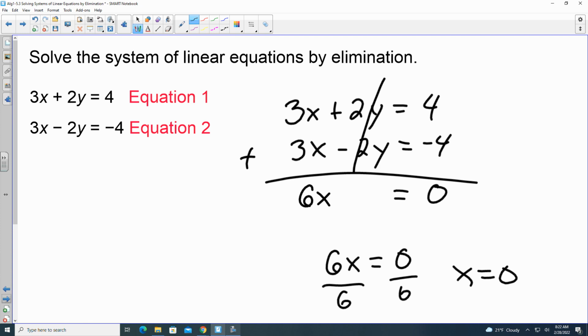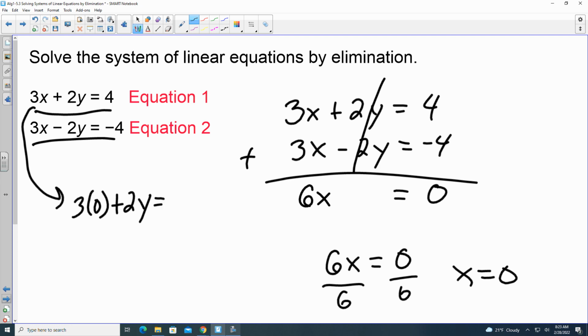So now what you're going to do to solve for y is you're going to pick one of these two equations to help you solve for y. I'm going to choose the first one just because y is already positive. So when I go over here, this is going to be 3 times 0 plus 2y is equal to 4. 3 times 0 is 0, so it's essentially 2y is equal to 4. y will be equal to 2. So my ordered pair in this particular situation is 0, comma 2.